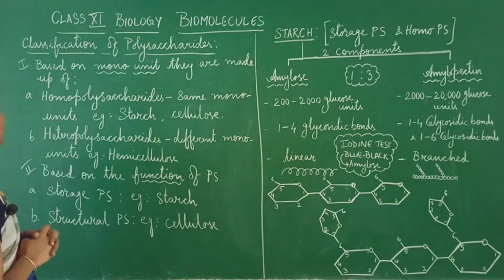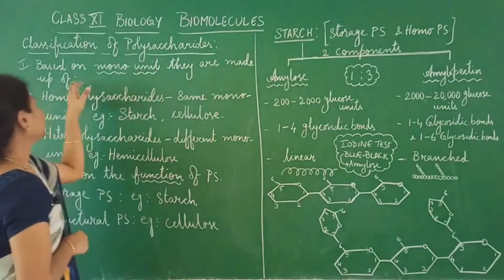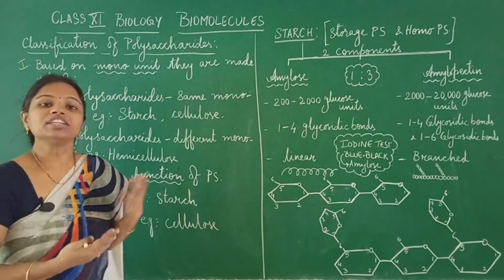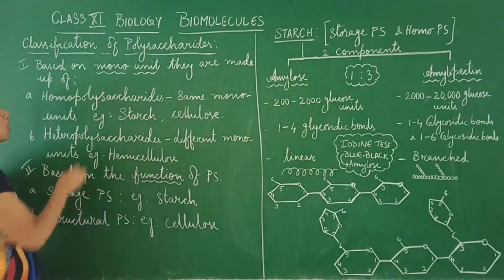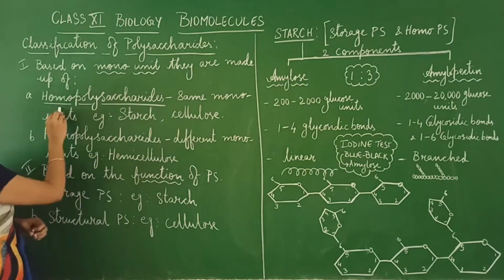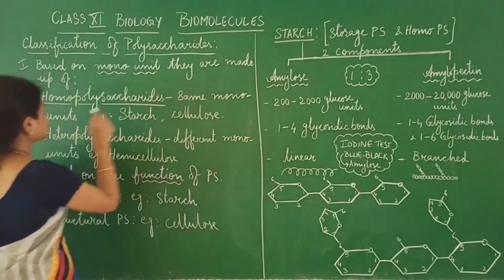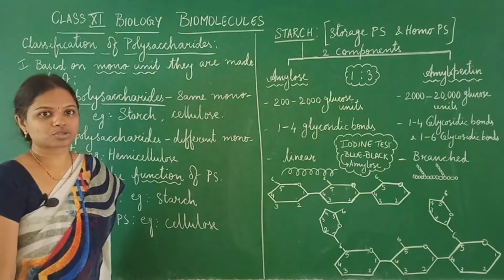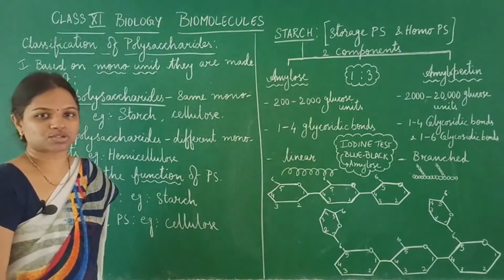The first one is based on the mono unit with which they are made up of. Either they are made up of the same or different mono units. So, the first one is homopolysaccharide. Homo itself means same, and these polysaccharides are made up of same mono units. For example, starch and cellulose. They are basically made up of same mono units, that is nothing but glucose.